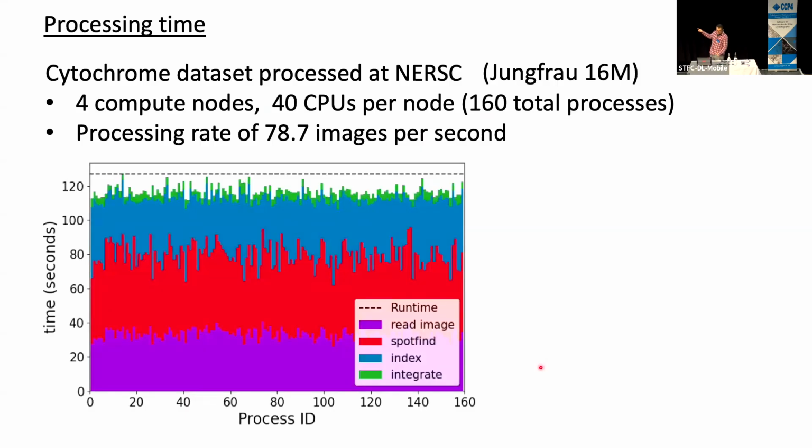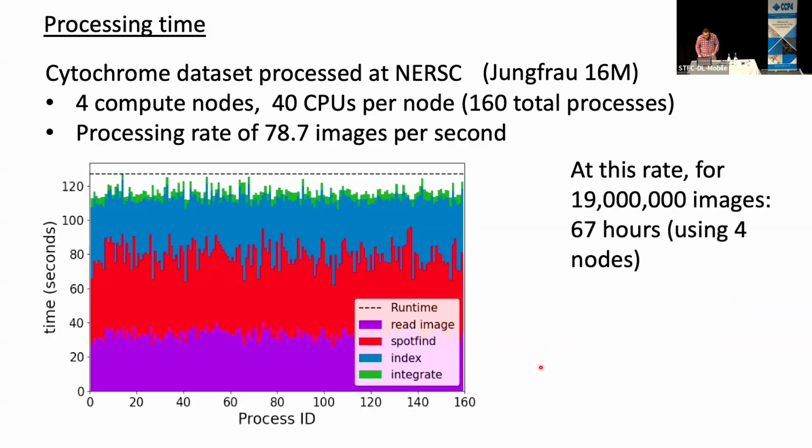And this is the breakdown. It's not too important, but this is the breakdown of what each step was doing. I was actually reading from disk, but 78, so let's say I was at 100 images per second. I'm still falling short of 3.5 kilohertz. At this rate, if I wanted to look at those 19 million images, it's going to take me 67 hours. So using this kind of computing setup, I cannot get the feedback to the users in time.